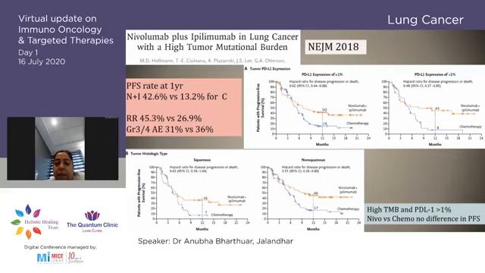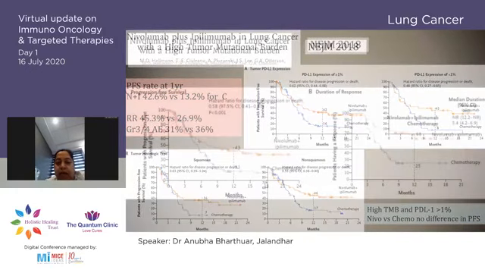So this held true regardless of the PD-L1 expression, whether it was more than 1% or less than 1%, regardless of the histology. And it appeared that even patients who had low PD-L1 but a high TMB benefited from this combination. Next slide, please.